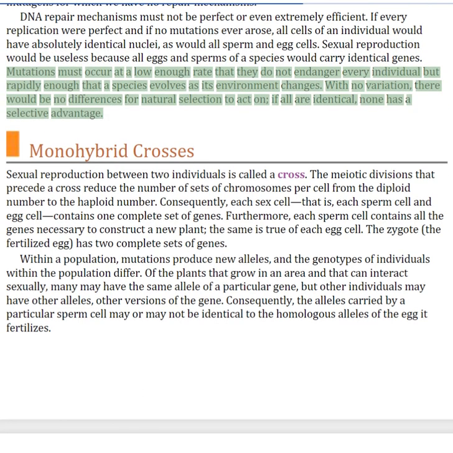Mutations must occur at a low enough rate that they do not endanger every individual, but rapidly enough that a species evolves as its environment changes. With no variation, there would be no differences for natural selection to act on. If all are identical, none has a selective advantage.